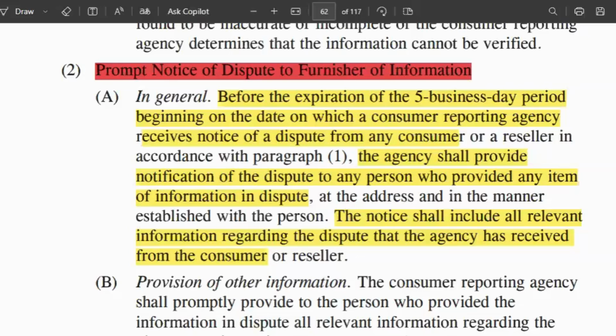Let's go ahead and take a look at it. All right. So it says, before the expiration of the 5 business day period, beginning on the date on which a consumer reporting agency receives notice of a dispute from any consumer.